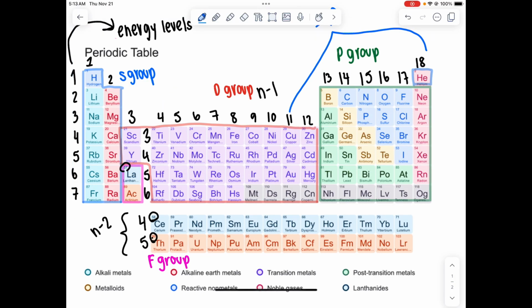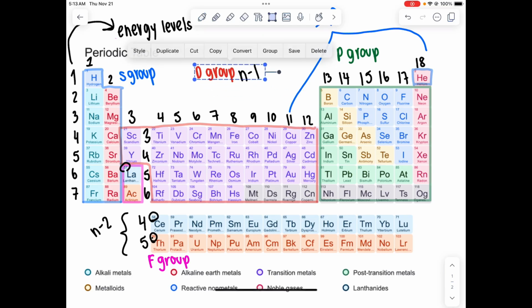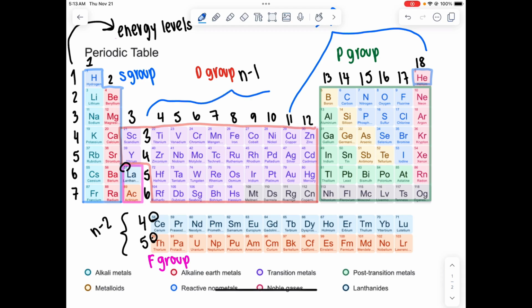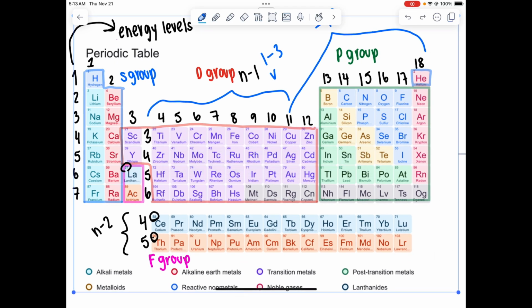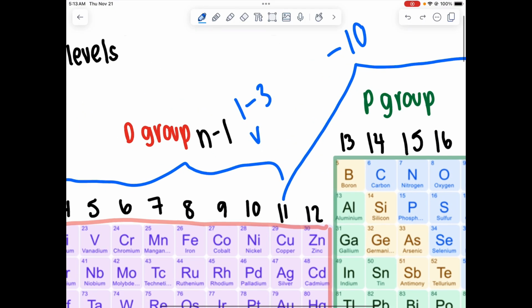So you also have to remember that, let me move this up, right here to here, it's 1 to 3 valence electrons.